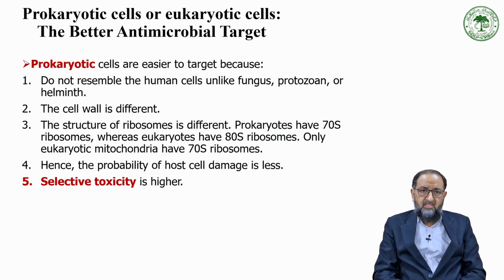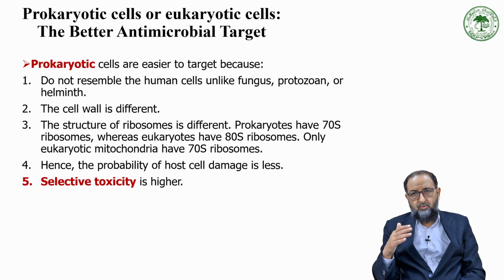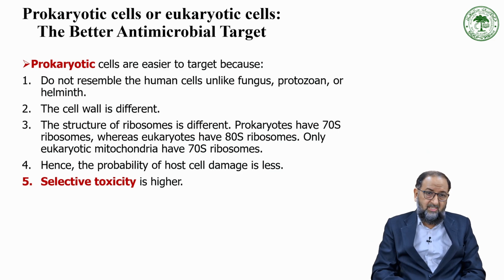So prokaryotic cells are easier to target because they do not resemble the human cell, unlike fungi, protozoa, and helminths, which have some similarity with the human because they are close to the eukaryotic cells. So many eukaryotic functions that are targets may have some functional analogy, or to some extent a structural analogy, which may confuse the antibiotics as to whether to target these pathogens or the human cells. That's why, in the case of these eukaryotic pathogens, human cells are more at risk.